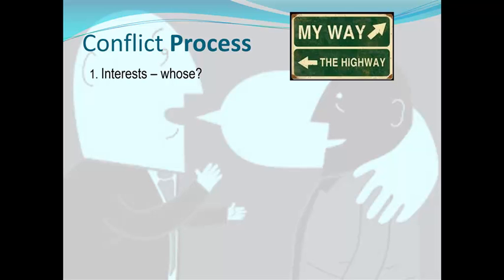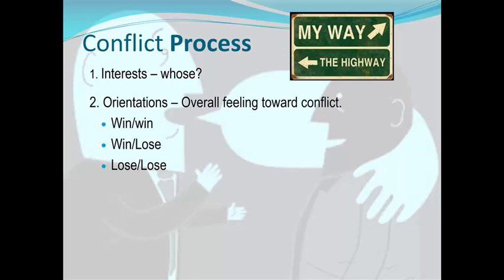So there are three major steps to the conflict process. The first is to consider whose interests are at play here, right? So who's involved? There are orientations within conflict, and what this means is how do you feel towards conflict? What is your orientation toward it? Are you someone who feels like it's a win-win, a win-lose, a lose-lose?